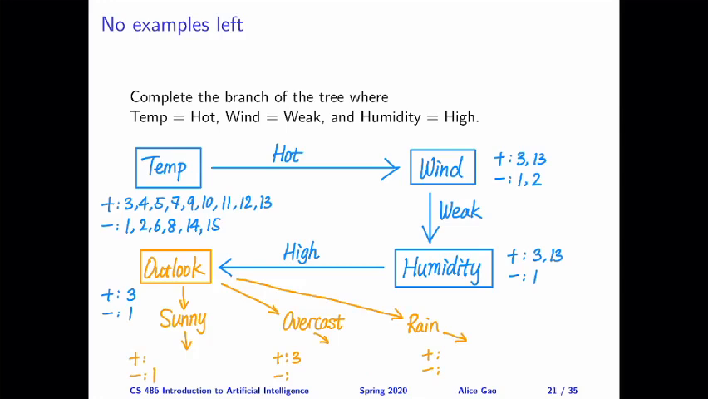Now, before I test Outlook, you might already realize that we have two examples left, but we need to split them up into three groups, so at least one group will have no examples left. Well, this is what it looks like so far. For sunny, we have only one negative example left, so we will decide that the decision is no. For overcast, we have one positive example left, so the decision is yes. And finally, for rain, we encountered this weird case where we have no examples left. So what should we do here?